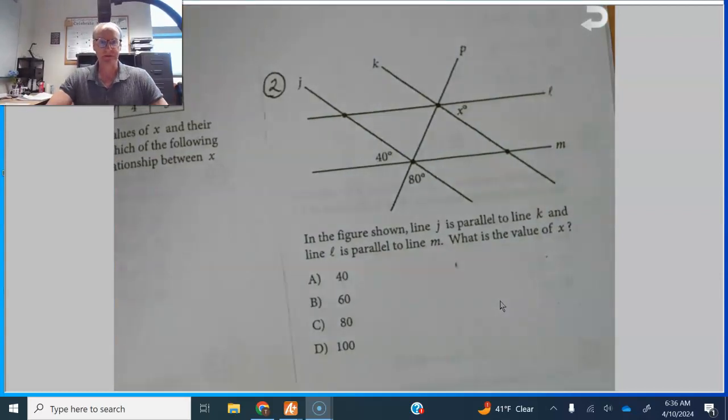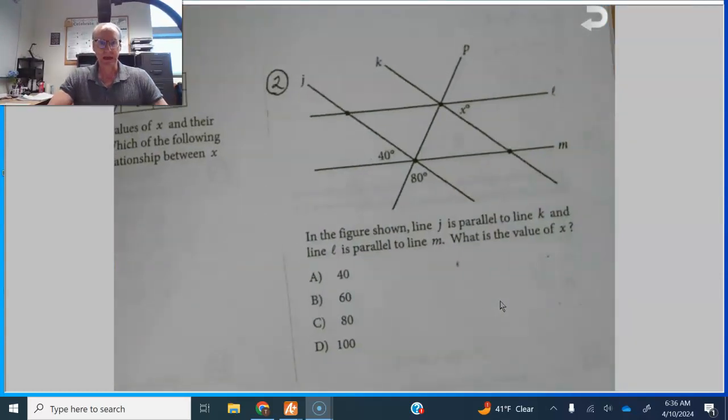Here's number 2. So number 2, it says, in the figure, line J is parallel to line K. Oh, these are the parallel lines, right here and right here. This is how you mark parallel on lines. And L is parallel to M. So these are also parallel. I recommend putting in more arrows. Anyway, there they are. These are parallel and these are parallel. What is the value of x?